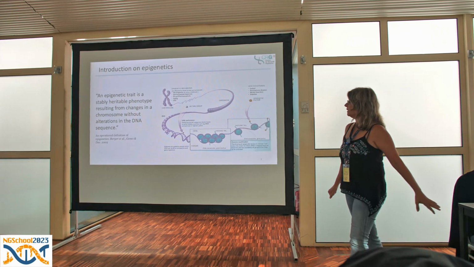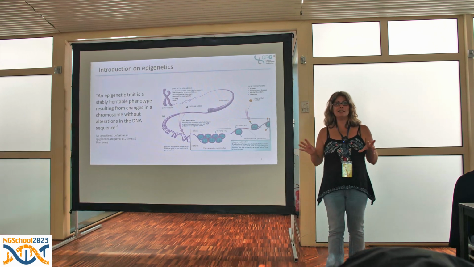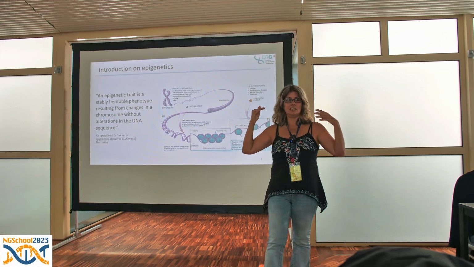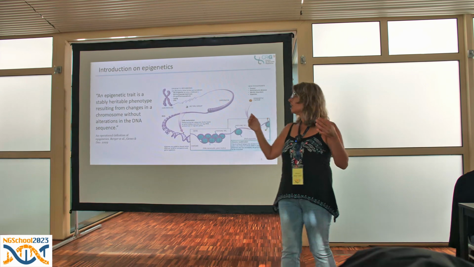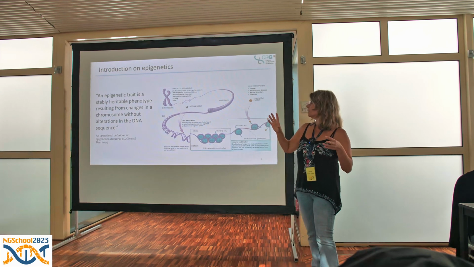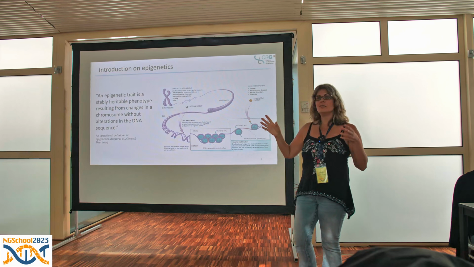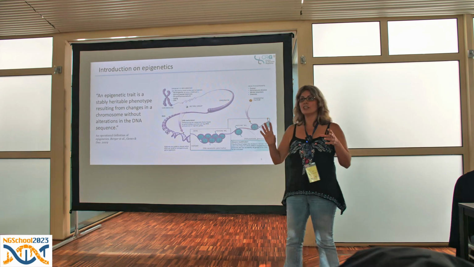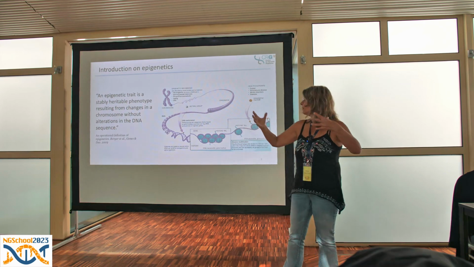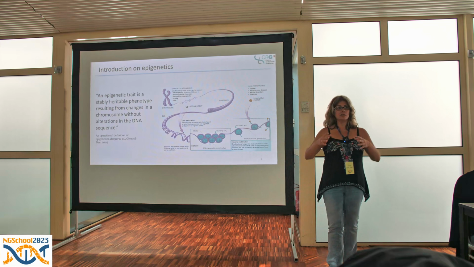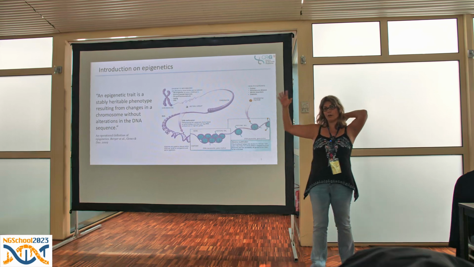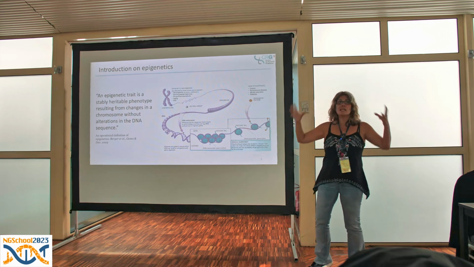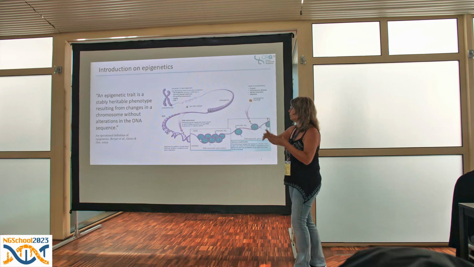So what is epigenetics? Epigenetics is difficult to define. It's something, literally, that is above the genetic sequence, the DNA sequence, right? As a concept, it has been defined as an epigenetic trait: a stably heritable phenotype that results from changes in chromosomes, in cell behavior, without alterations in the DNA sequence. So this is what we mean. Epigenetics means it's above the DNA sequence, okay? Something that occurs that makes some changes to the chromatin, to the DNA, but not at the sequence level.